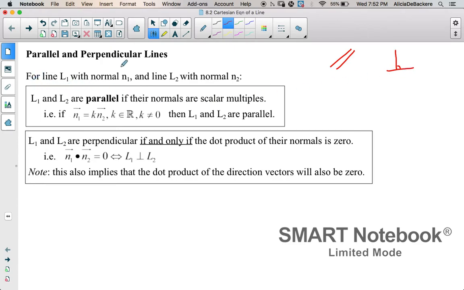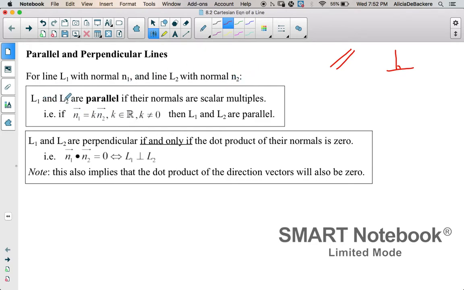So we're going to be using two different lines here. We want to see how they're running. We're normally going to call these lines L1, so just a subscript 1, and L2, subscript 2, and then we'll distinguish between their two normal vectors with the same subscripts 1 and 2.